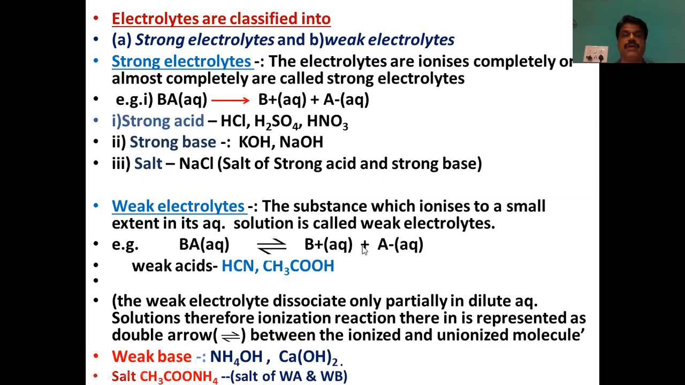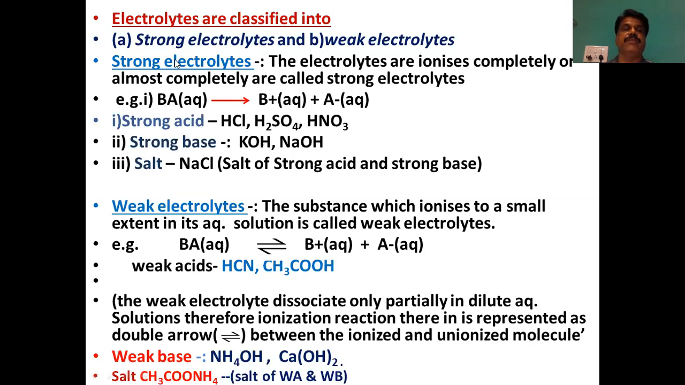This is the unionized molecule, this is the ionized molecule, and BA is a weak electrolyte. Therefore, it partially ionizes and so is represented by the double arrow. Then the second example, weak bases: ammonium hydroxide and calcium hydroxide. And also salts. Ammonium acetate is a salt of a weak acid and weak base, and therefore it is also an example of a weak electrolyte because it ionizes to a small extent.